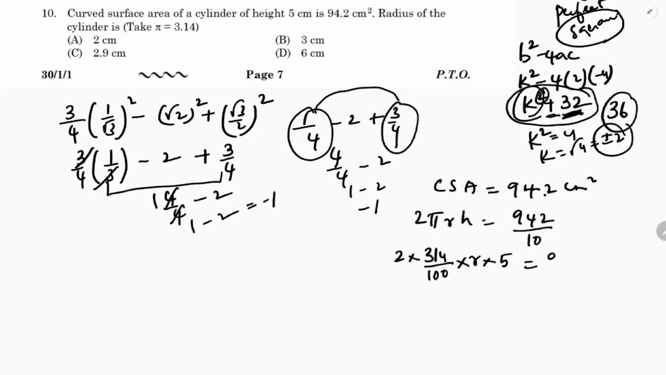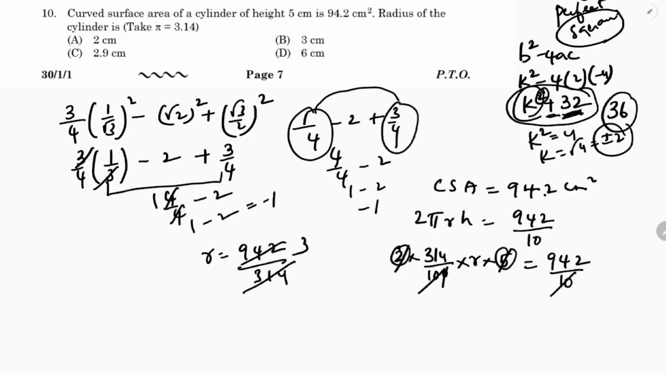So here 942. Now see, 2 times 2 into 5 is 10, and 10 and 10 get cancelled. Here 942 by 10, 10 and 10 cancel. So r equals 942 by 314. 14 times 3 is 42, 300 times 3 is 900. So radius is 3 centimeters. So the correct option is B.